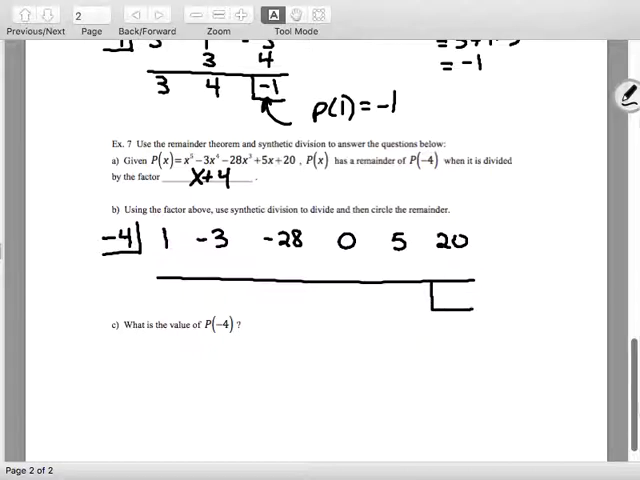I'm going to pause. And I want you to do the synthetic division. And the remainder is going to be P of negative 4. Like that is the answer.